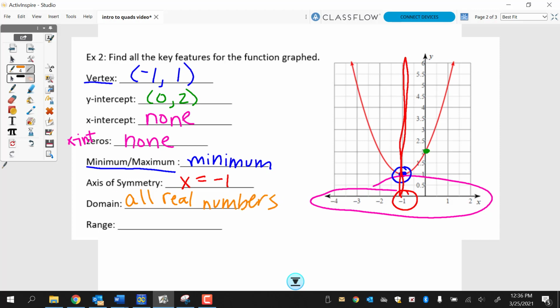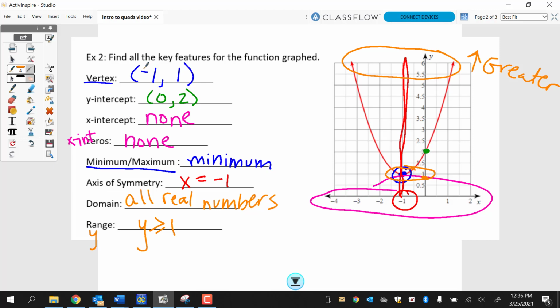Okay. For range, we know that the range means the y. I just have to figure out, is it y greater than or less than? So I see my graph up here is pointing up. That means it's got to be greater than or equal to. So that symbol we know is this way, greater than or equal to. Greater than or equal to what number? Well, what is the y number at the bottom down here? Right there, that's a +1. So y greater than or equal to +1.